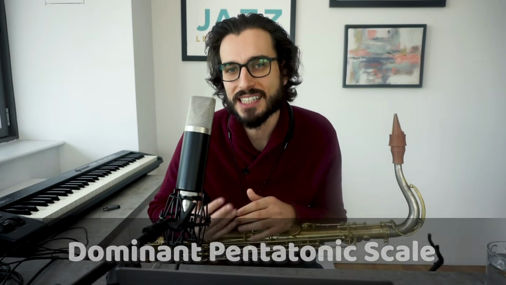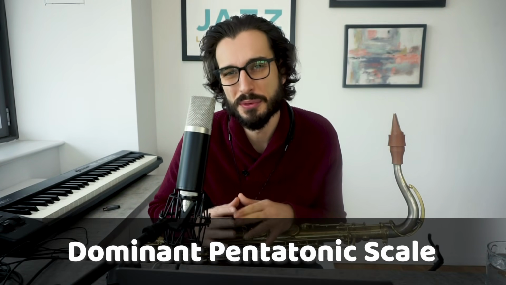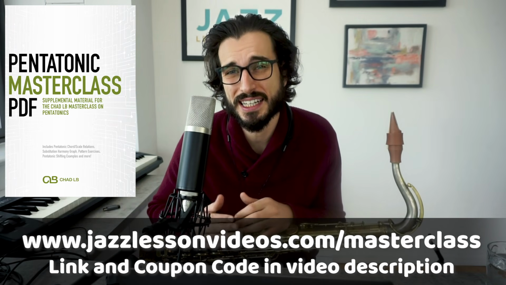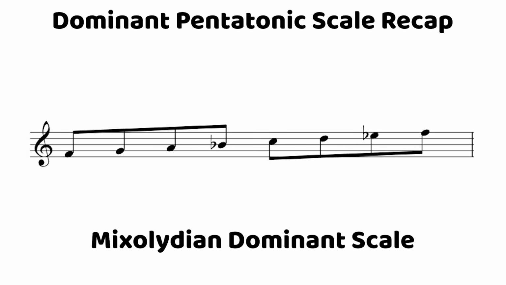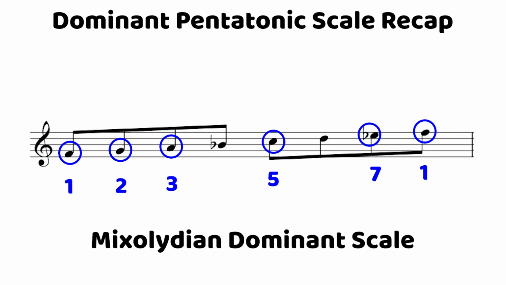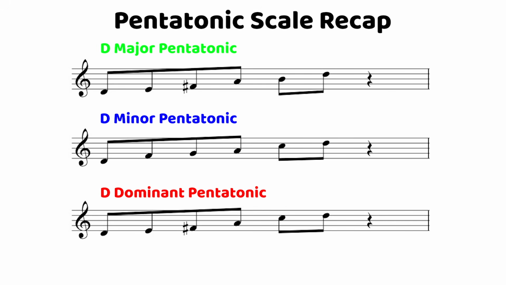So now let's check out the dominant pentatonic scale, which is also really useful. Again, we get into all the different types of pentatonic scales in my full Pentatonics masterclass, but these 3 scales are going to be the most useful for checking out what we're getting into today. So for the pentatonic dominant scale, we can look at the Mixolydian dominant scale and take the 1st, 2nd, 3rd, 5th, and 7th degrees to make the pentatonic scale from there. So we'll be leaving out the 4th and 6th notes. So let's look at all 3 of these scale qualities, starting from D as a reference.